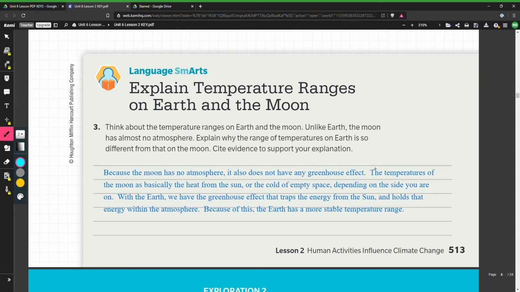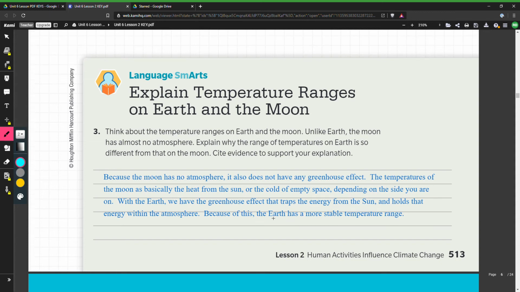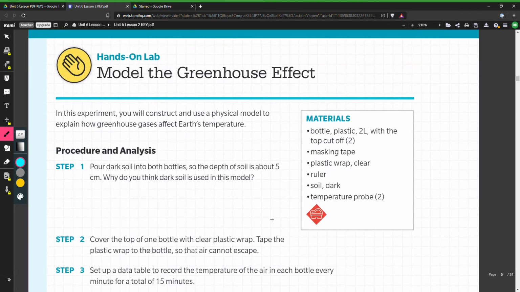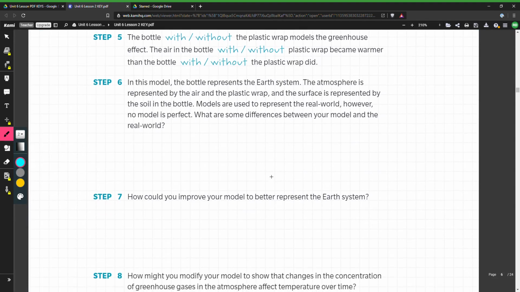Okay, so then you have this part. This is the temperature ranges on the Earth and Moon. Unlike the Earth, the Moon has no atmosphere. Explain why the range of temperatures on Earth is so different than on the Moon. Cite evidence. Basically, what I did here was I just said how there's no atmosphere. This is a good lab to do on your own, and you might see this for real.